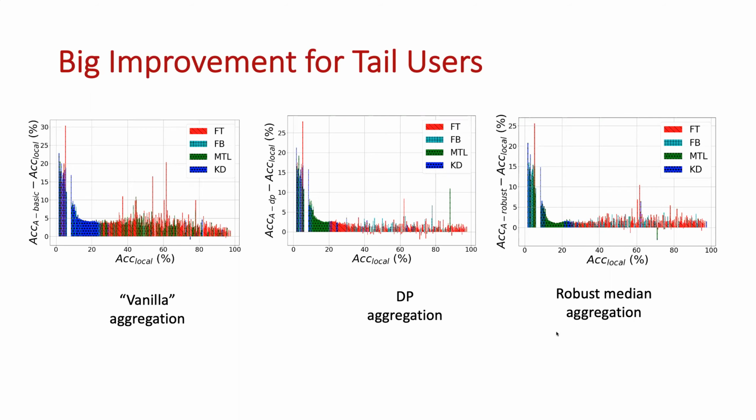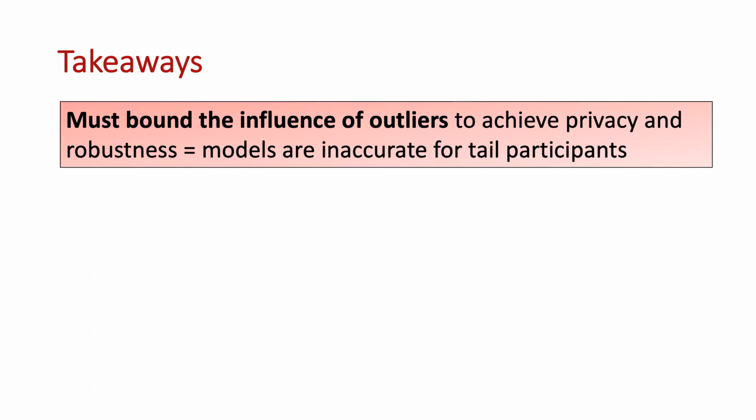All right, I now want to go into the discussion, but before I do this, here are the main takeaways that I want you to take away from this talk. I claim, and that's a bold claim I'm making, and this is not a theory, this is an intuition, that to achieve privacy and robustness, you must bound the influence of outliers. And if you bound the influence of outliers, the central model will not be accurate for tail participants.